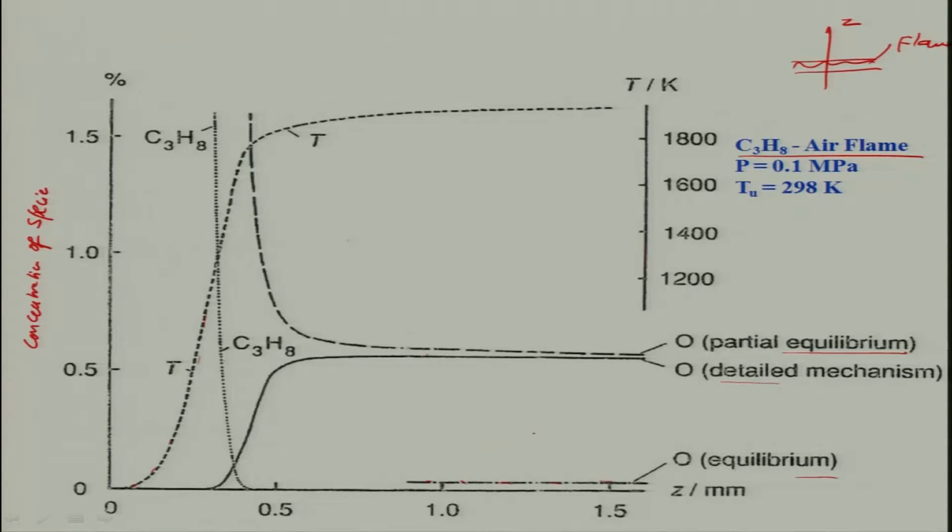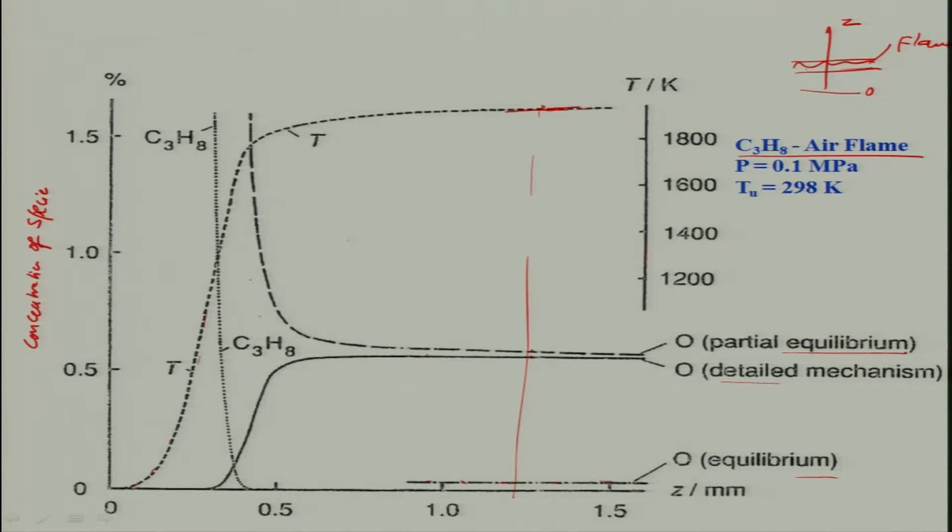Are you getting it? If I say this is your Z, this is 0, and my flame is somewhere nearby, then the temperature here will be higher, and the temperature will be very low in this region. In this region the temperature is very high. So at the high temperature, the partial equilibrium and detailed mechanism are approximately the same or almost the same, and this is possible only at high temperature.